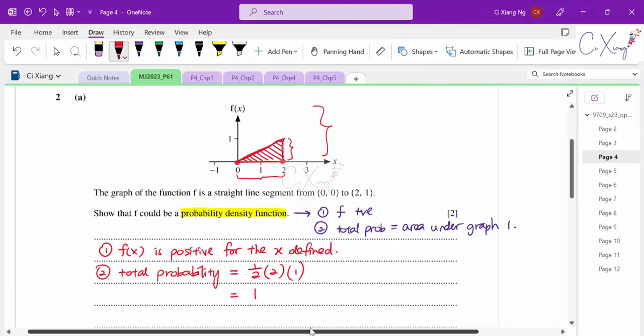Okay? So you can see that this particular function here fulfills the two criteria that it needs to be a probability density function. So since it fulfills them, you can say that f is a probability density function.